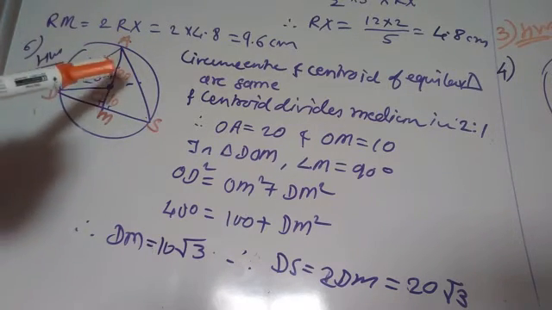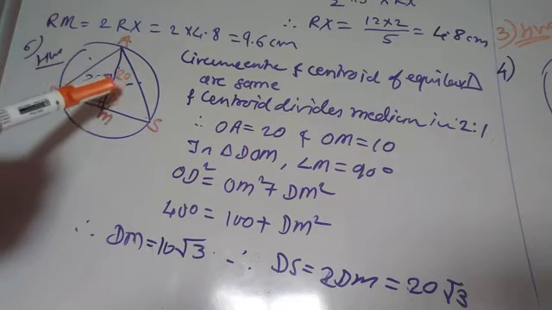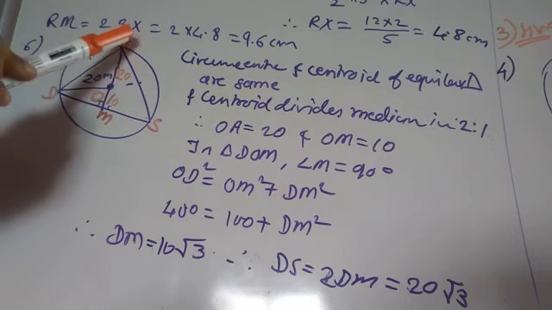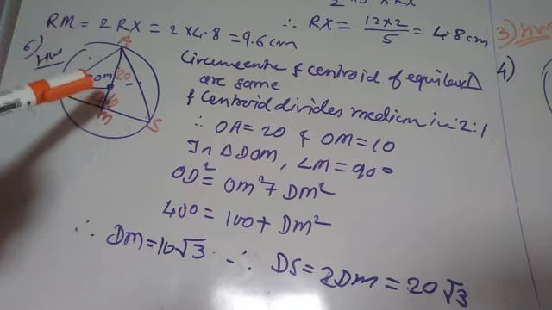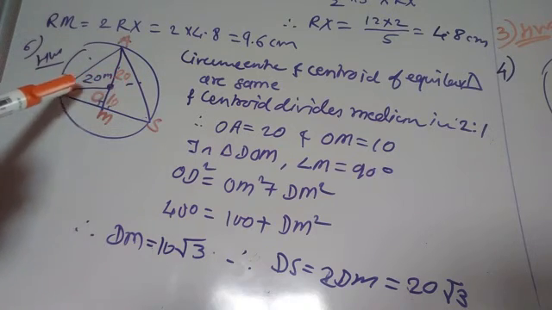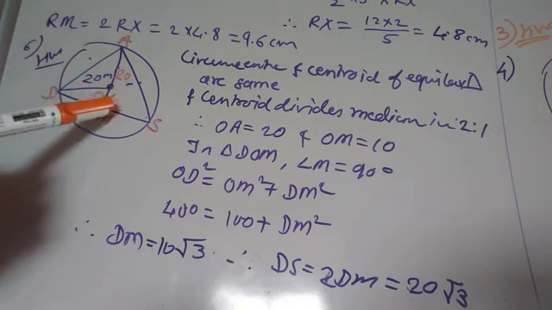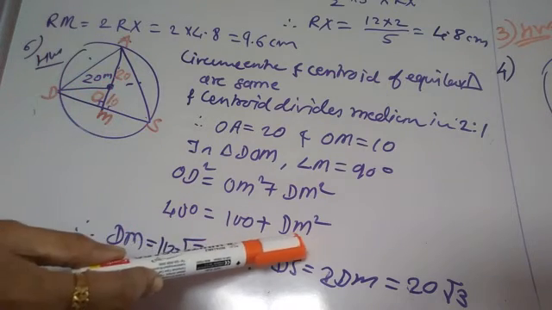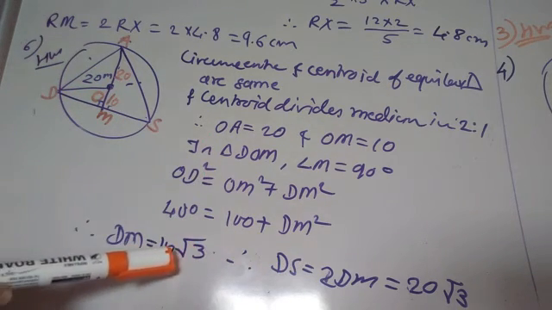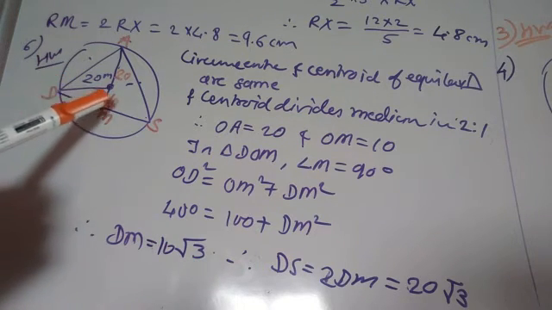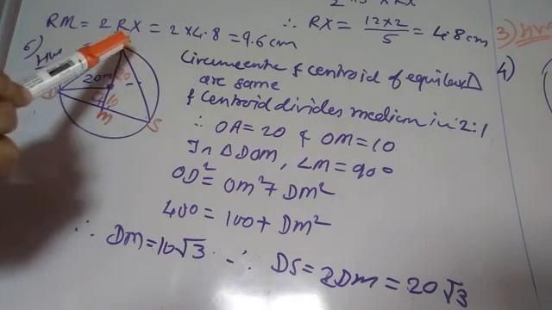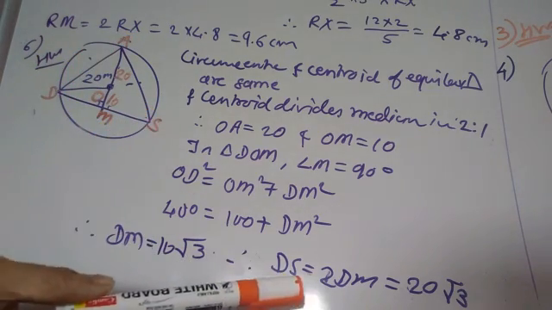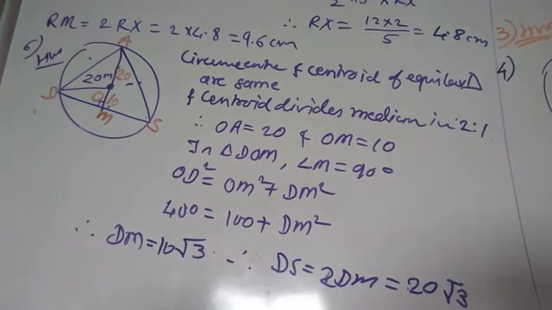Now we are going to consider this triangle ODM. In this triangle we know that the median is the altitude also for the equilateral triangle. So at point M a 90 degree angle will be there. So OD square, that is 20 square, will be equal to 10 square plus DM square, and we will get the value of DM square, and DM will be equal to 10 root 3. What is DM? DM is nothing but half of its side, and hence the length of each side will be equal to twice of DM, that will be equal to 20 root 3.